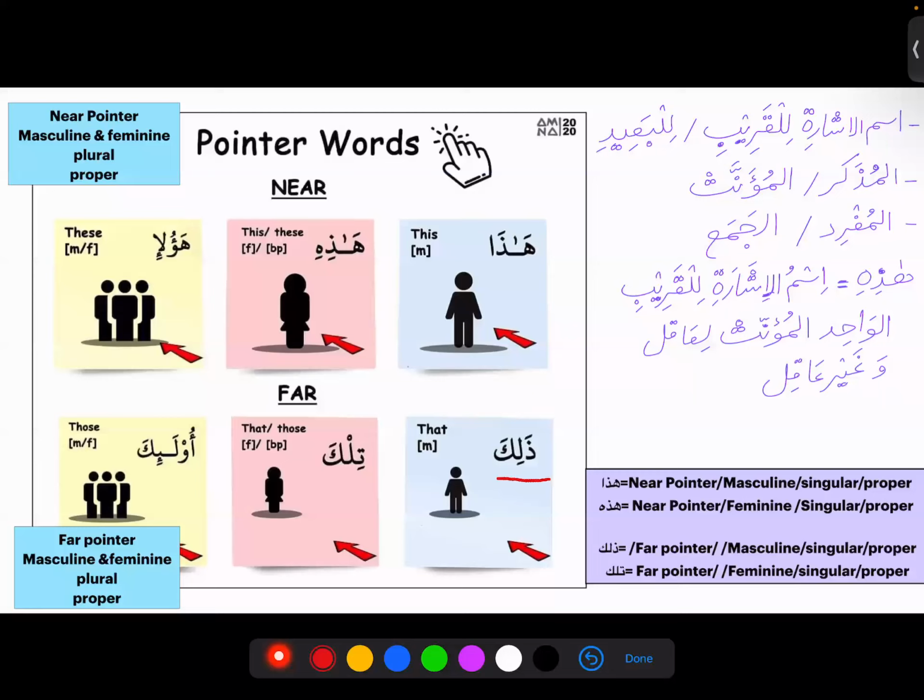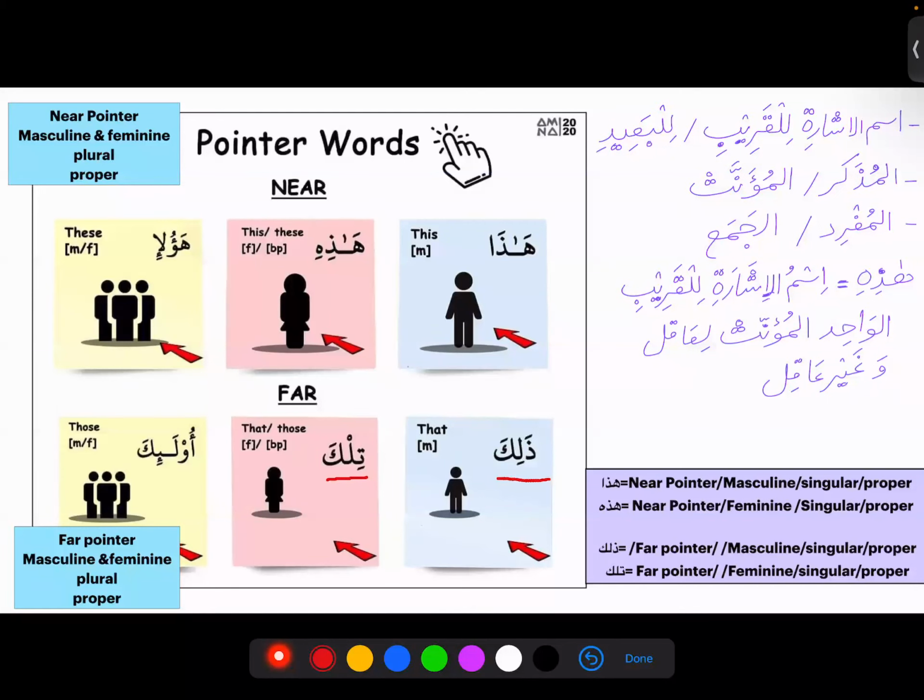Dhalika is muzakkar, very good. Mufrid or jama? Mufrid. Okay, and akil or ghair akil? Both. Okay. And now tilka.